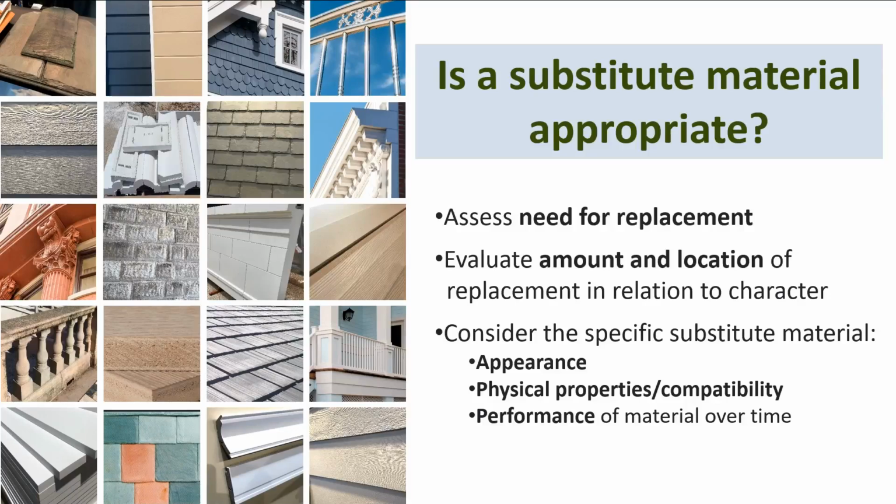First is the need to assess whether replacement of the historic material is necessary. If so, then evaluate the amount and location of a replacement material in relation to the building's historic character. Then consider the appropriateness of a particular substitute material in terms of its appearance, physical properties and compatibility, and performance of the substitute material over time. Now we want to be clear that the updated guidance is not a blanket approval for the use of substitute materials. Ultimately, you have the responsibility to decide as a community where that line gets drawn.